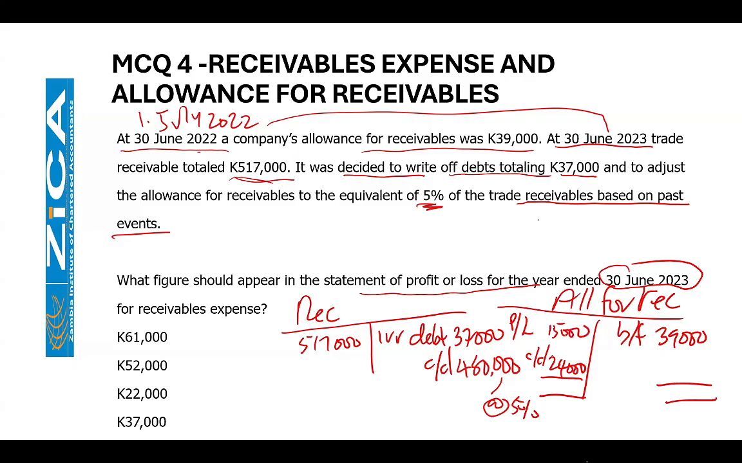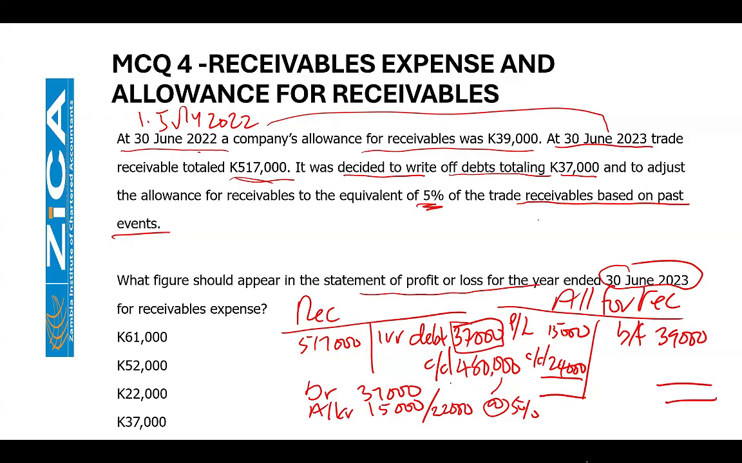15 there. And so, irrecoverable debt will go as a debit, 37. But the allowance, because it's a reduction, it's going as a 15, as a credit. So the net figure is the difference between those two, which is 22,000. So to answer the question, the charge to the profit or loss is 22,000. A debit of irrecoverable debt of 37 and a credit of allowance.